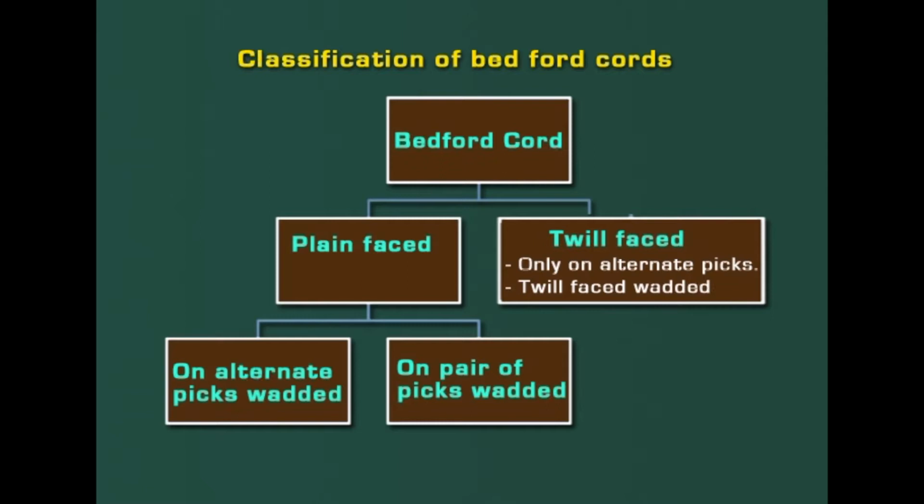Plain faced Bedford cords: the cord or rib effect is pronounced by alternating a plain weave with the cord, either on alternate picks or on a pair of picks. Twill faced Bedford cord is made only on alternate picks. Here as well, the wadded ends are used. A twill weave is used instead of a plain weave along with the cord, giving a more pronounced rib effect. In this type, the warp is brought more prominently to the surface.